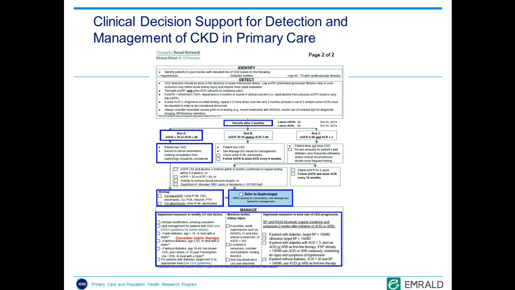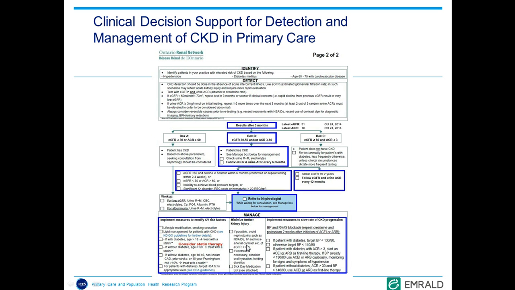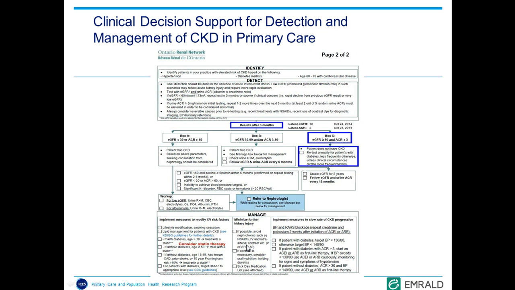Your patient's most recent eGFR and ACR will automatically appear here, in this area over here. And depending on the eGFR and ACR value, the appropriate workup and management path will be highlighted to you in blue. This path also gives recommendations on when you should retest your patients. We hope this tool will be helpful to you in the detection and management of CKD.